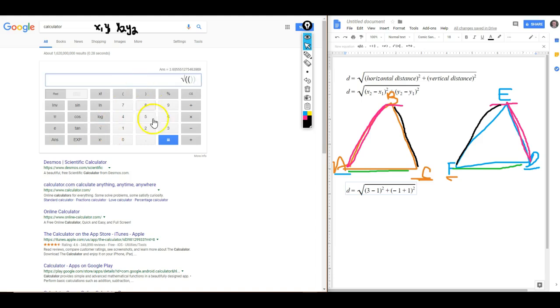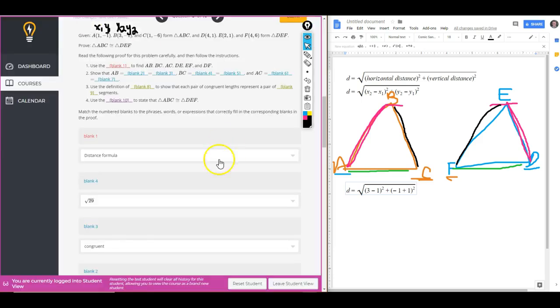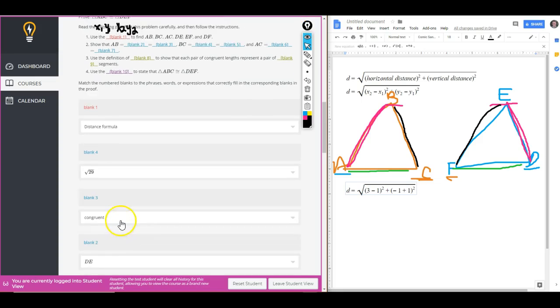Then jump over to our calculator and type in the square root, parentheses 3 minus 1, close parentheses, x to the y squared, plus parentheses -1 plus 1, close parentheses, x to the y squared, close your parentheses, and that equals 2. So if you come back over here, blank 3 is going to be 2. And then we'll go to blank 4 and blank 5.